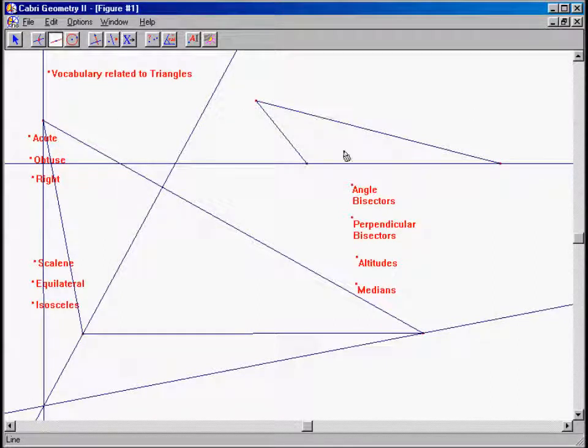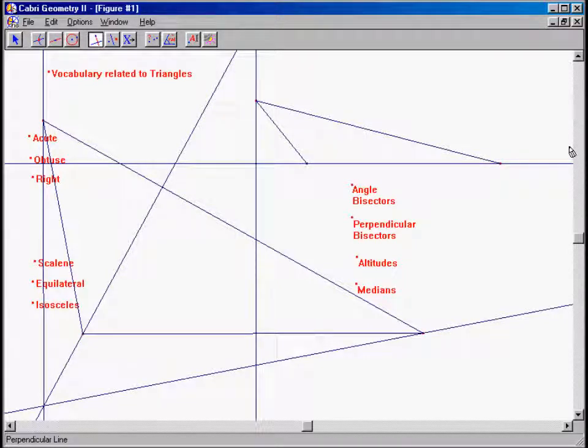The altitude for this vertex doesn't go inside the triangle. The altitude has to be on the outside, and we would draw a perpendicular line from the vertex, perpendicular to that extended side. This would be the altitude from here to here. It's like measuring the altitude of the Leaning Tower of Pisa. You wouldn't come down to the base and measure it up the angle. You would measure it straight down to the ground. And that's just the way it is.